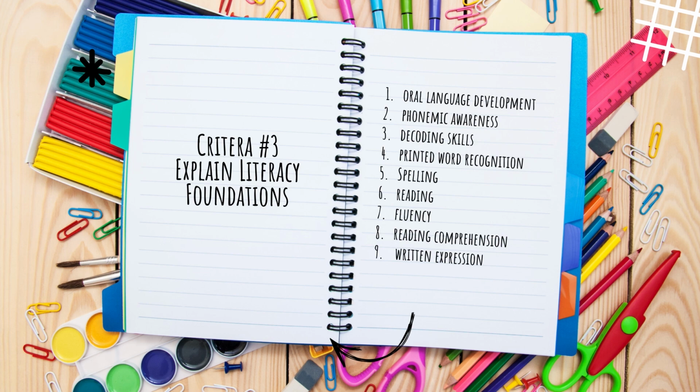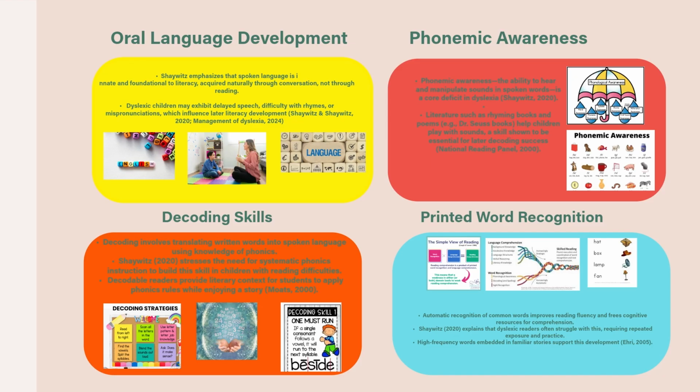Criteria 3, explaining literacy foundations. Now let's walk through the foundational skills that support reading and writing, especially for struggling readers. The first we're going to begin with is oral language development, which is spoken language that develops naturally and sets the stage for literacy. Conversation and storytelling build critical skills.